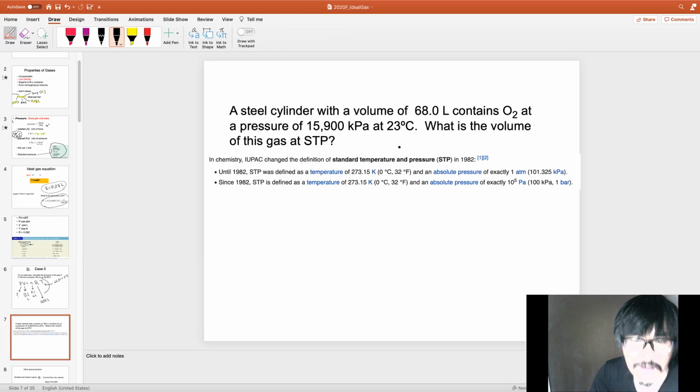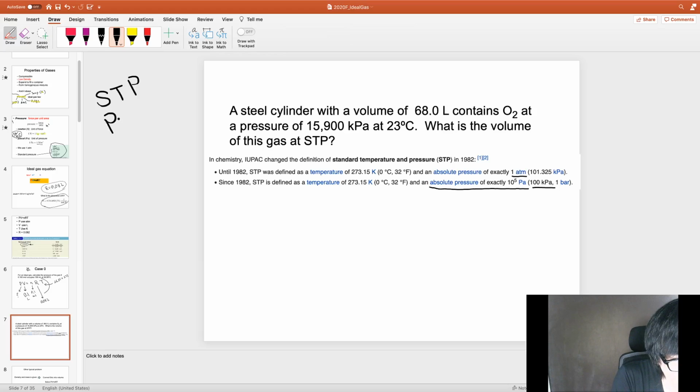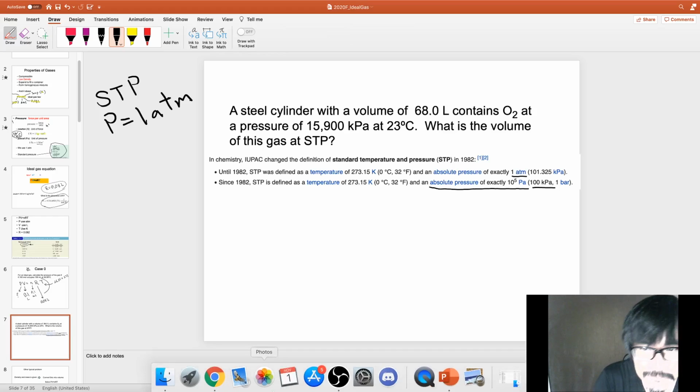STP is actually absolute pressure of exactly 10 to the power of 5 Pascal. Remember, it's 100 kilopascal, right? So this is probably close enough for 1 atm. So we're just going to say that the STP pressure is approximately 1 atm. So 1 atm is good enough. I think that's probably good for the ACS quiz too. So that's fine.